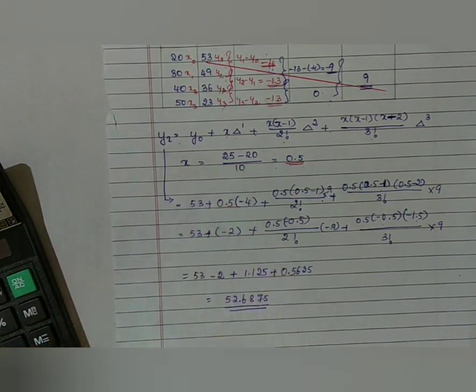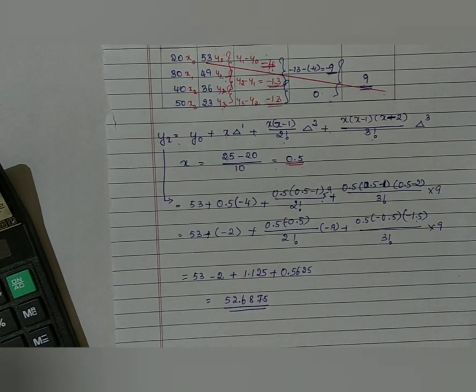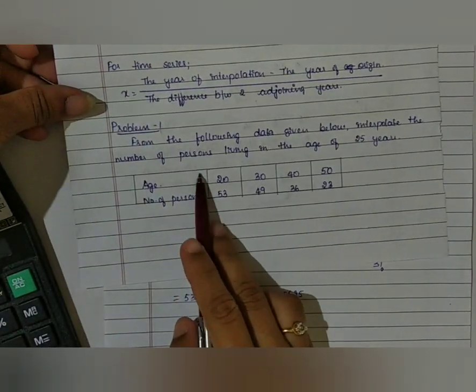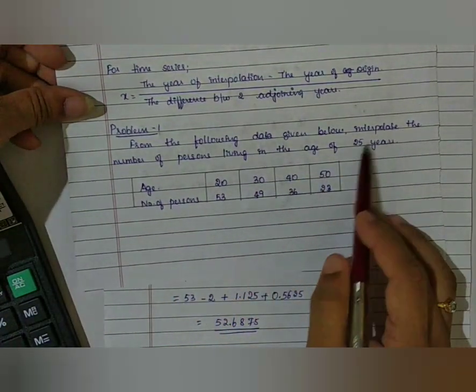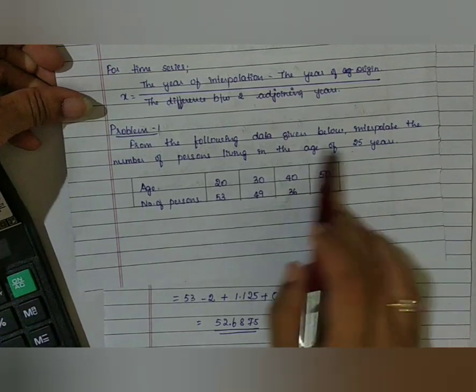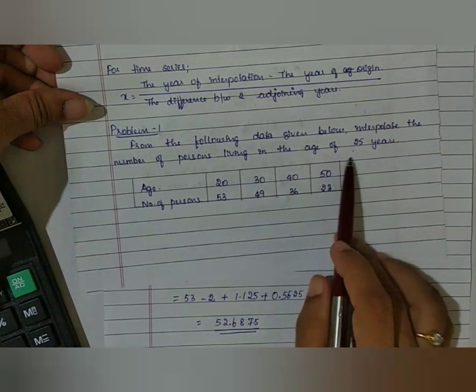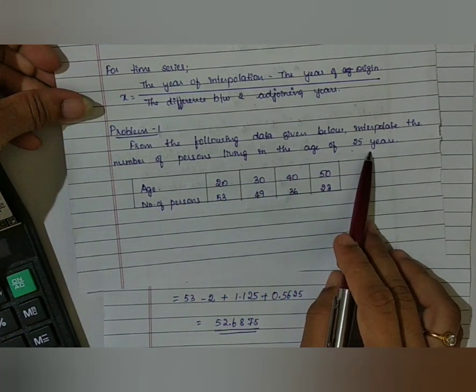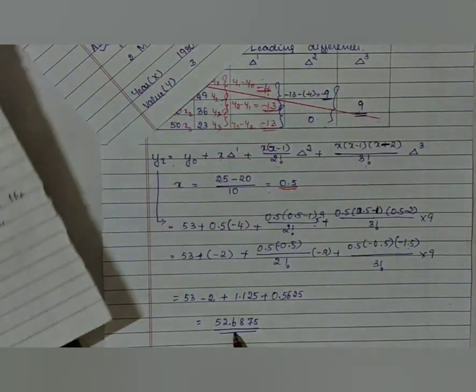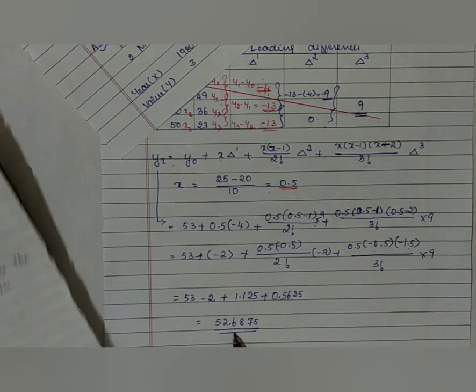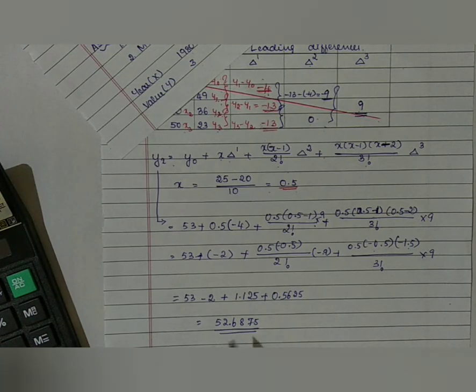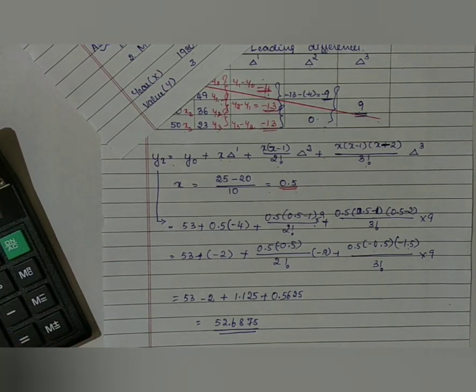So this is the value of y at x equals 25. Here we were asked to find out the number of persons living at the age of 25 years, isn't it? So we got the value, that is 52.6875. That's it with this Newton's advancing difference method.